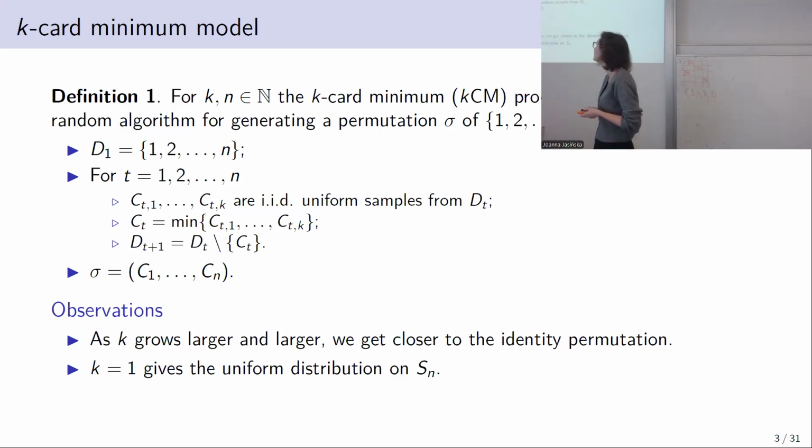So what can we say about this model? For example, one can notice that if K is very big, for example if K were equal to n, then we would get exactly the identity permutation, because in every step I just take the whole deck, and the smallest card will always be the one on the bottom. One can also notice that if I pick K equal 1, then I get just the uniform distribution on S_n, because every time I'm just picking a card at random from the deck. So this is the K-card minimum model.